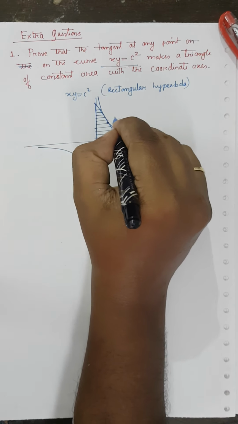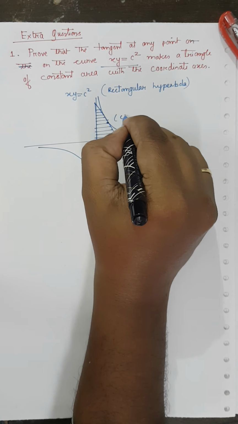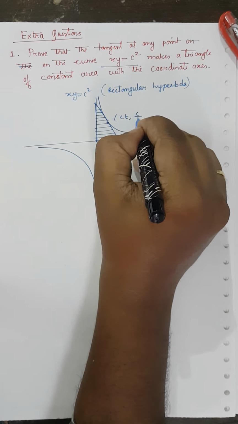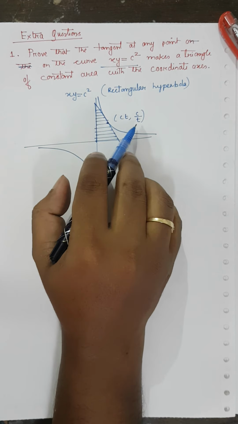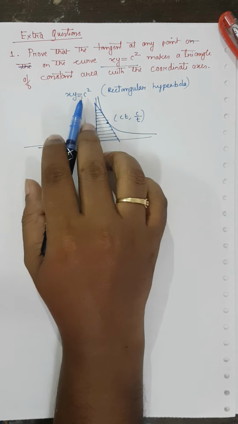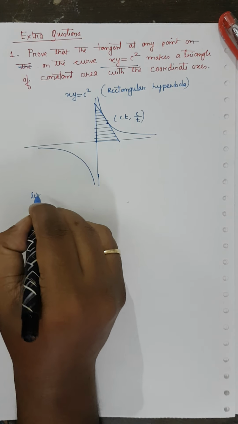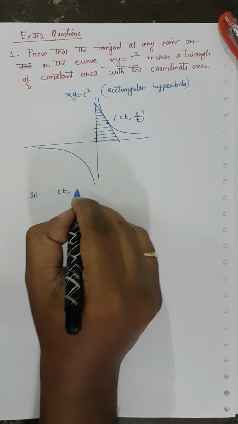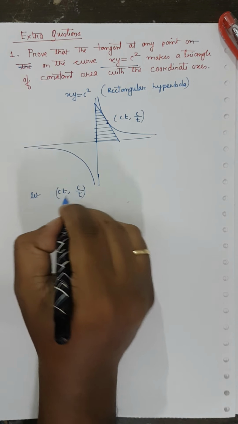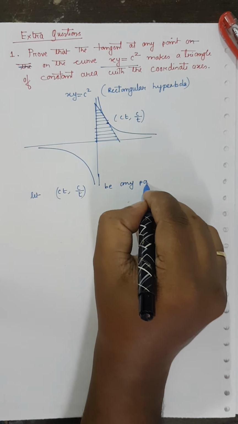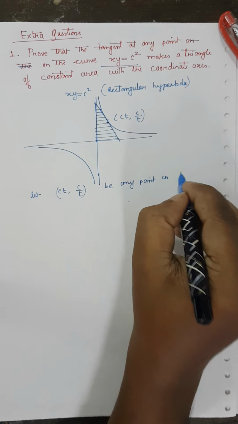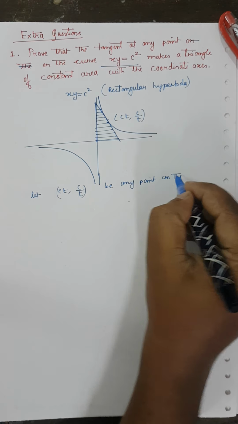So if I take any parametric point on this curve, it will be (ct, c/t). See, if I put x = ct and y = c/t, t cancels, it is c². So let (ct, c/t) be any point on the curve.